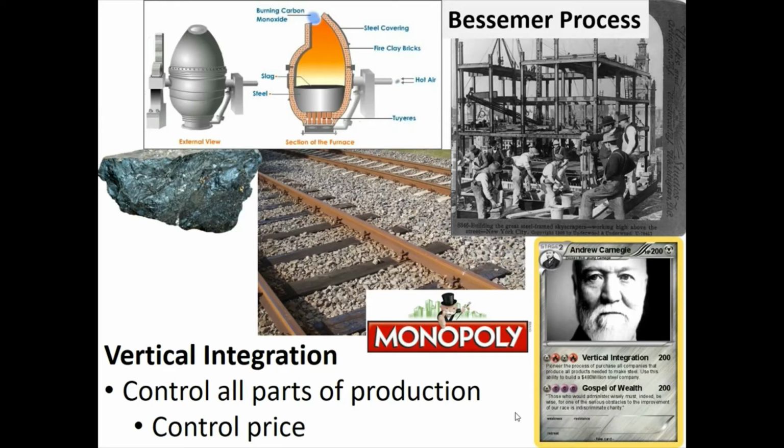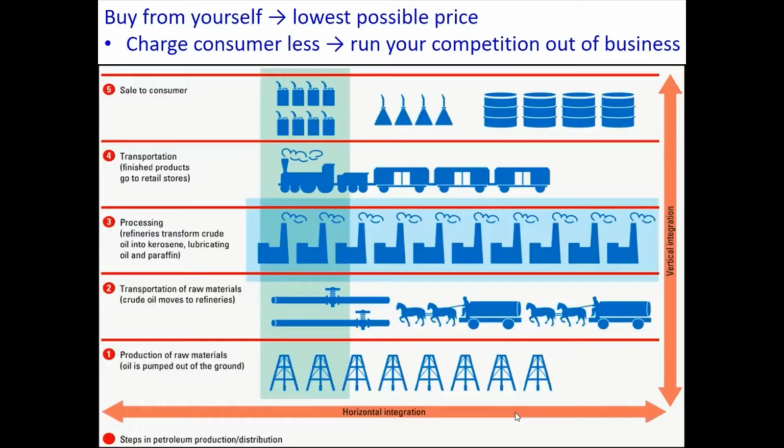Andrew Carnegie vertically integrated this process. Here's how it works. Vertical and horizontal integration. Vertical, you can buy from yourself at the lowest price, and then you can charge the consumer less. Once you charge the consumer less, you run out your competition, and then you're all by your own to jack the price up again. You're like, wait, what? I don't get it. Buy from yourself, the lowest possible price. Huh? Don't worry, kids. I'll slow it down for you.